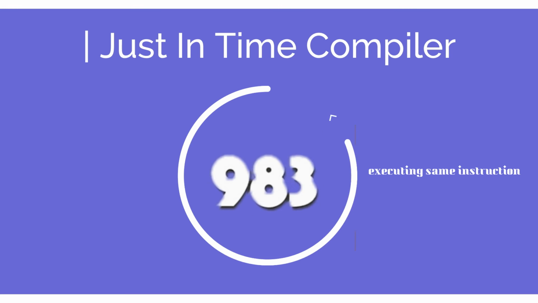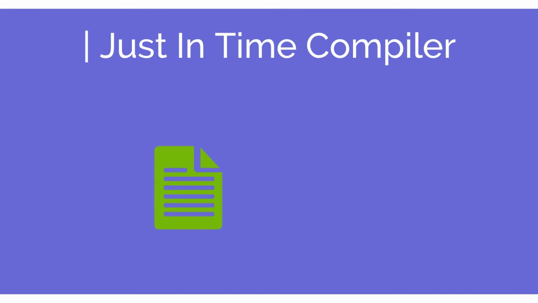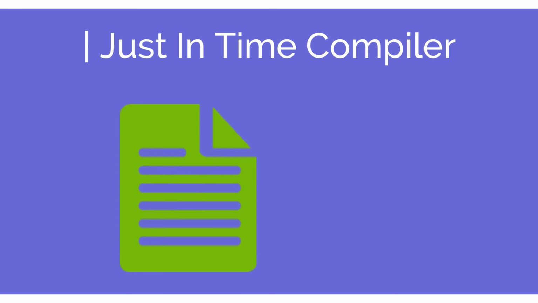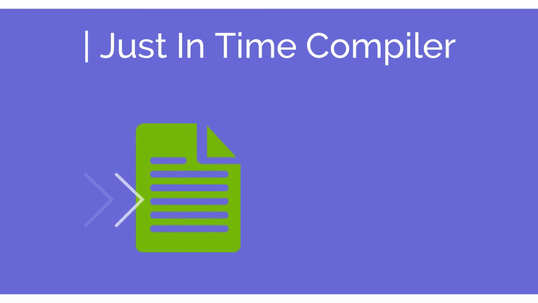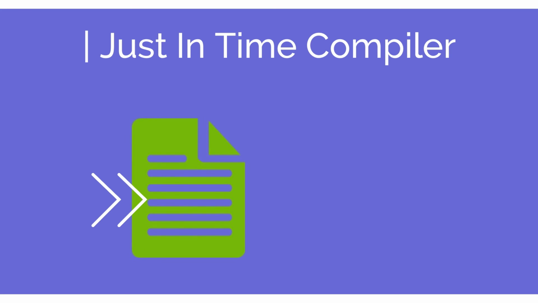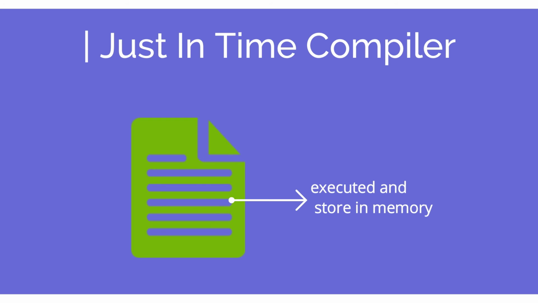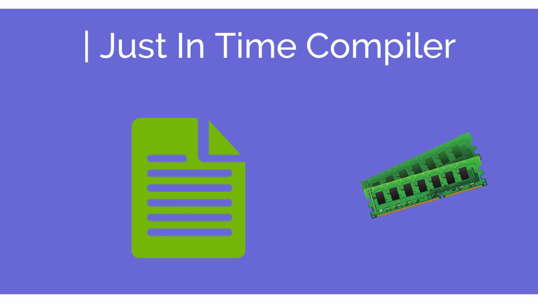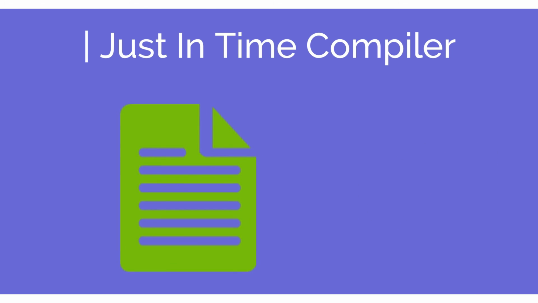But if we use a just-in-time compiler, it will just know. That means the JVM will get to know that this particular instruction is going to execute multiple times. So that particular instruction will be executed once and the value will be stored in the memory. So in the next 99 times, or however many times that particular instruction is going to run, that value will be fetched from the memory. Likewise, we can reduce the latency that is created due to the interpreter.